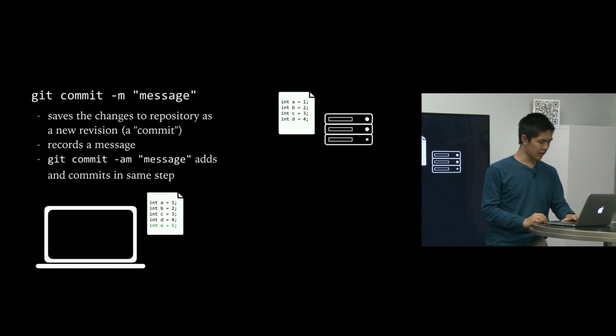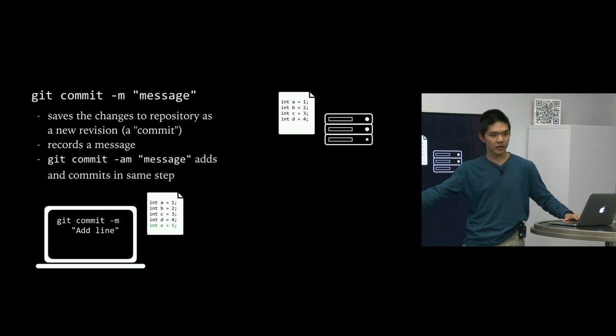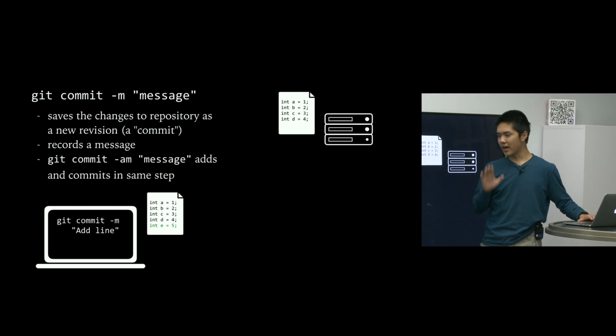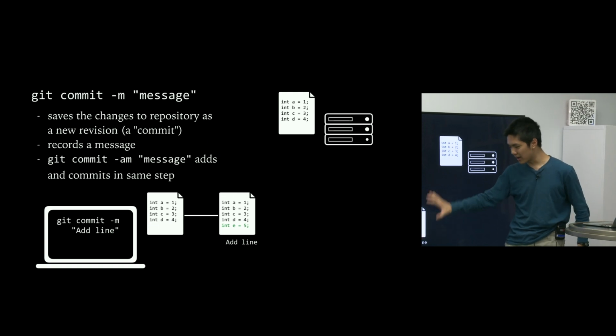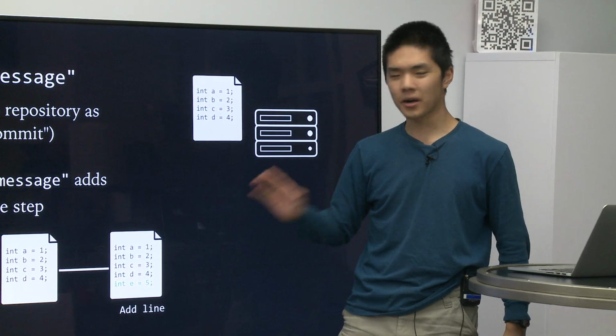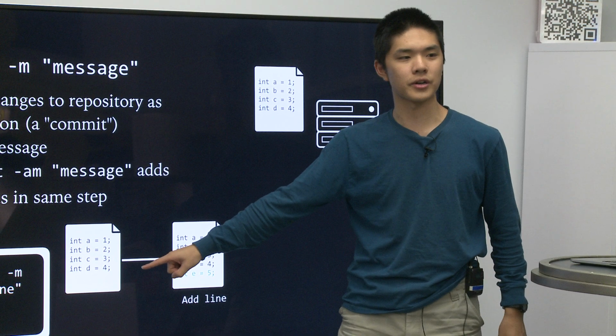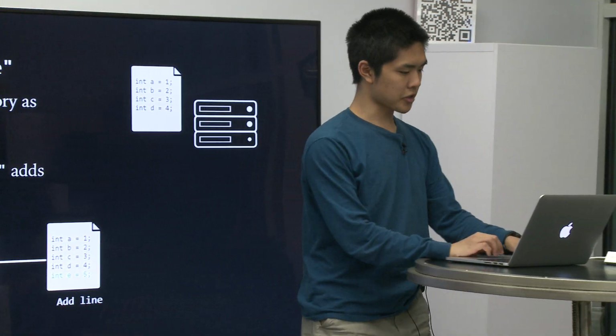So I'll show you what this looks like. When I type git commit and follow it by a message suggesting what it is that I've changed, then what Git will do is it will take my file and save a new version of it. It'll save this version, which says that I've added a line. It saves the message along with the commit. But it also still remembers that old version, such that if I ever wanted to go back to that old version, I could still do that.